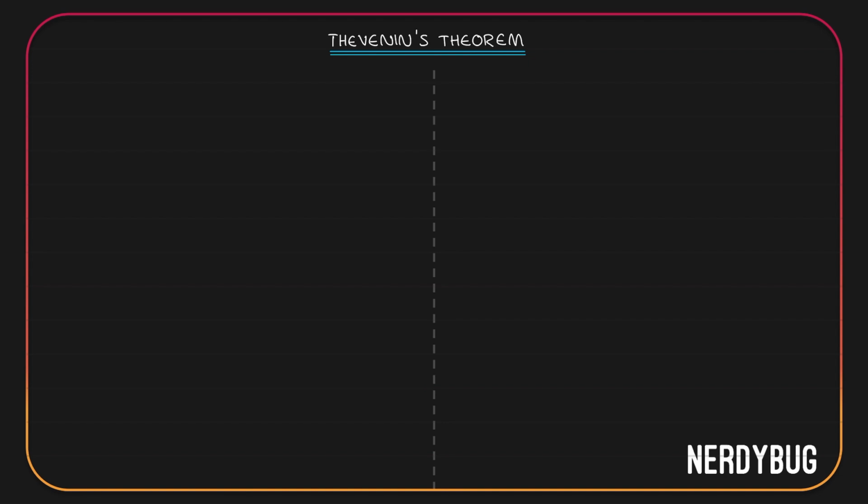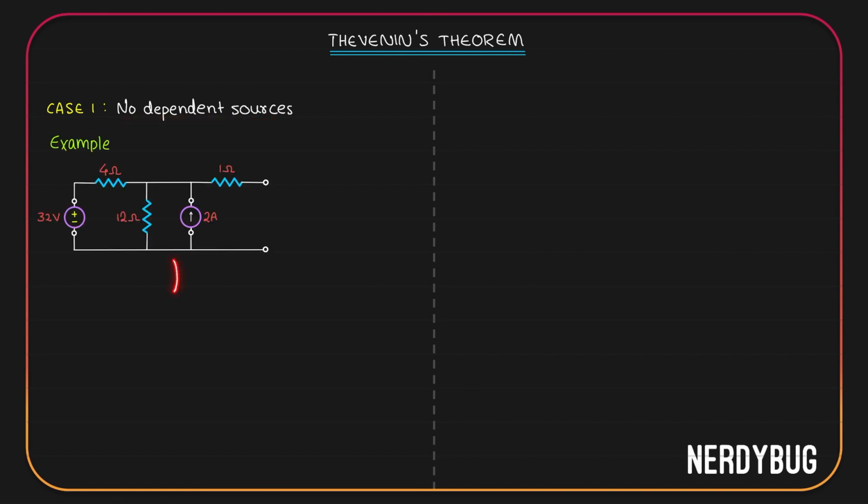Let us see how this can be done. I'll take case 1 when the circuit does not have any dependent sources. Let us take an example. This is my circuit. Here we have a voltage source. Here we have a current source. They are both independent. We have a 4 ohm resistor, a 12 ohm resistor, and a 1 ohm resistor.